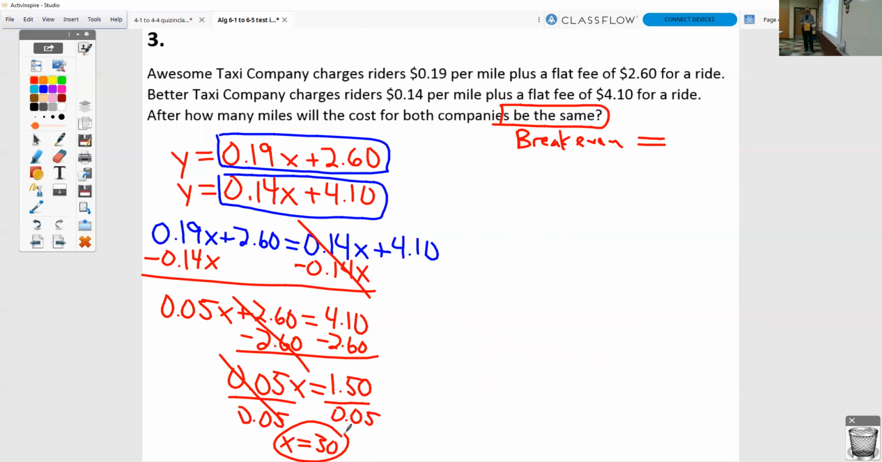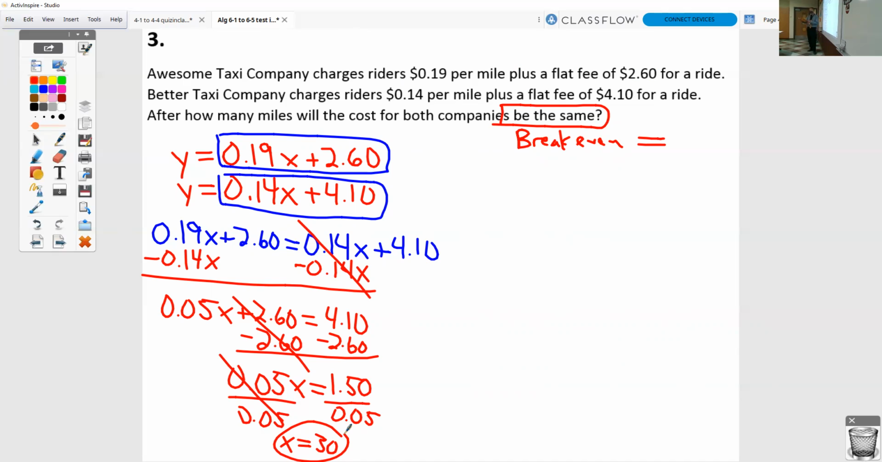So we just want to know when they'll be the same. What is the break-even point? Subtract 0.14x from both sides. You just end up with a two-step equation. So subtract by 260, divide by 0.05, and you get an answer of 30 miles. So after 30 miles, they'll cost the same.